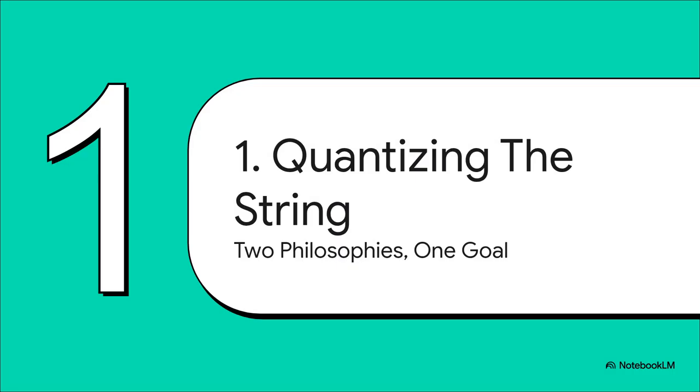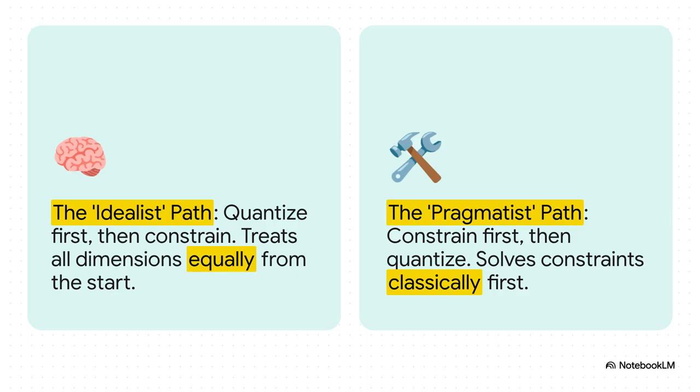So when physicists first tackled this problem, they came up with two main approaches. You can think of them as two different philosophies, two different paths you could walk down, both aiming for the exact same destination, a complete quantum theory of a string. And here are the two schools of thought. On one side, you've got the idealist path. It's all about mathematical beauty. You treat every dimension of space-time equally, you make the whole thing quantum right from the start, and only then do you worry about applying the physical rules or constraints. Then you have the pragmatist path, which does the complete opposite. It says, let's deal with the tricky physical constraints in the classical world first, and then we'll quantize whatever's left over. We're going to start by following that first path, the more elegant one.